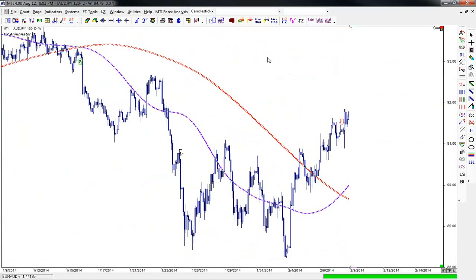This system I'm showing you right now is one of the most sought-after systems. It's the one that a lot of people are talking about right now. Just to give you an idea, this one system alone in the last 12 months has captured over 6,300 pips, that's over $63,000. This is called the FX Annihilator. It works on 3 main currency pairs, and the one I'm showing you right now is the Australian dollar and the Japanese yen.